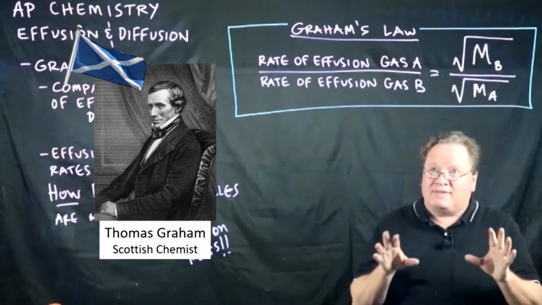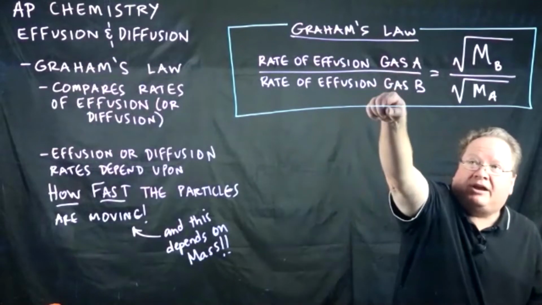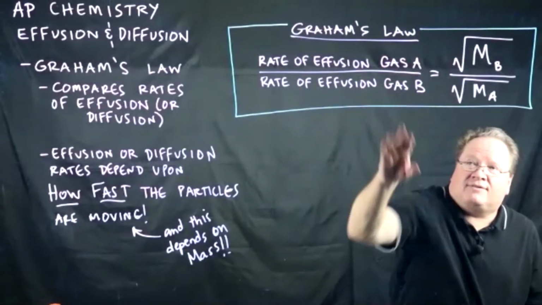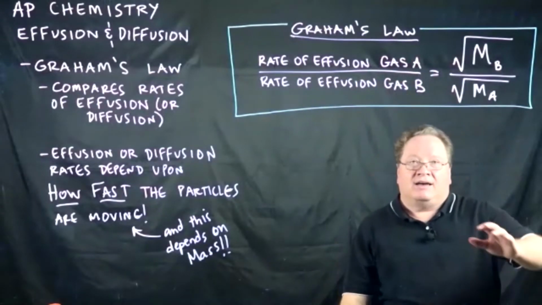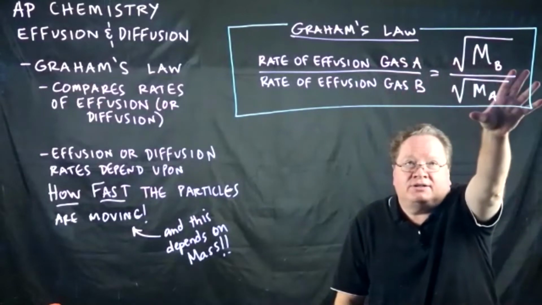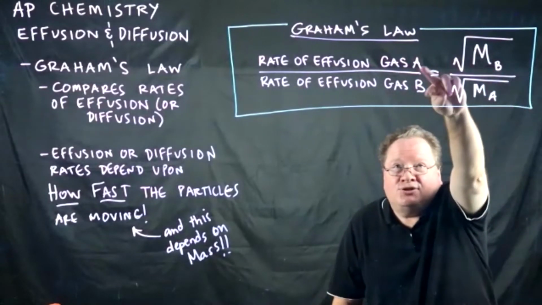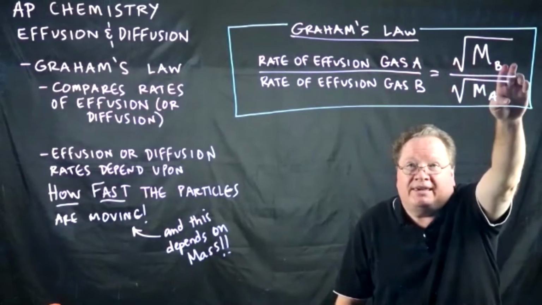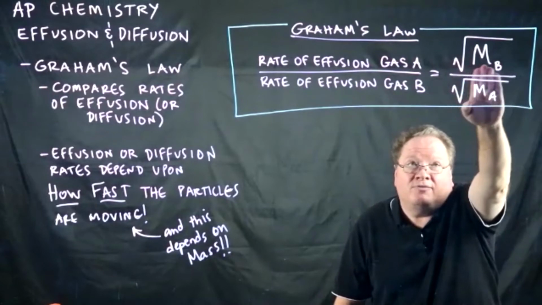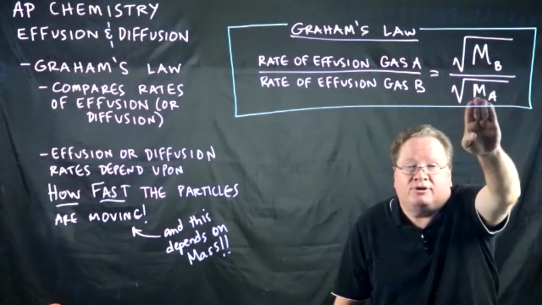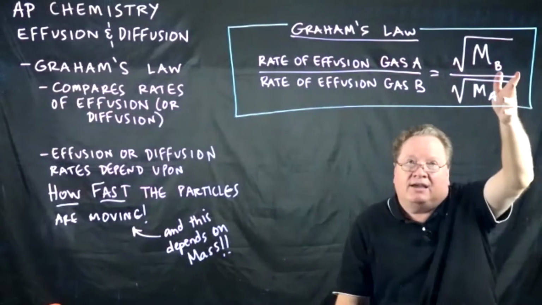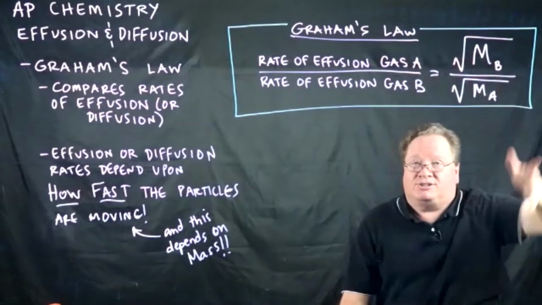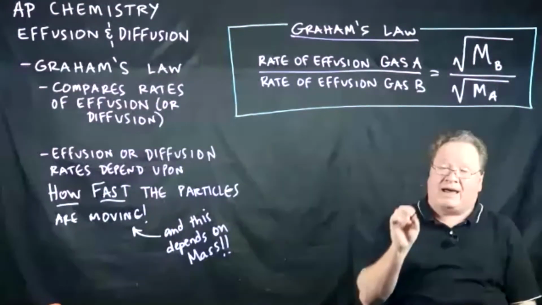And the one thing that you should notice, number one, is you're comparing two rates: the rate of effusion of gas A over the rate of effusion of gas B. And notice that on the other side, these two are inverted. This is the square root of the molar mass of B over the square root of the molar mass of A. So your A and your B switch places, switch sides, on top of that fraction. That is the one thing you should notice about Graham's law.